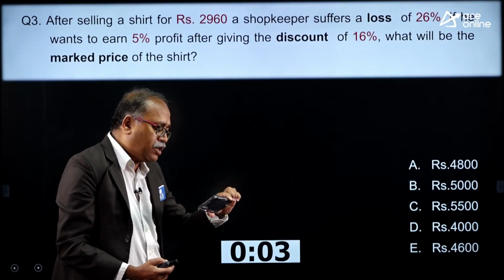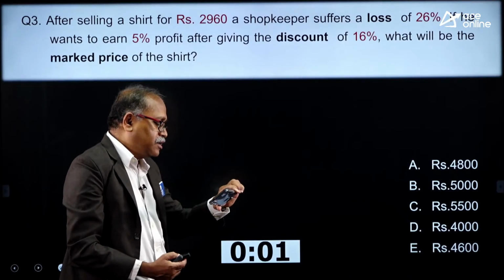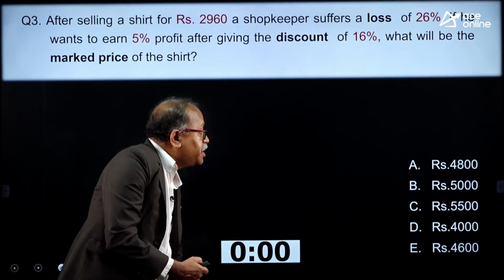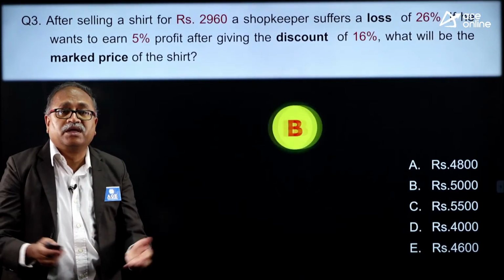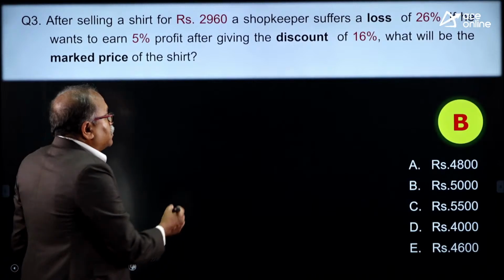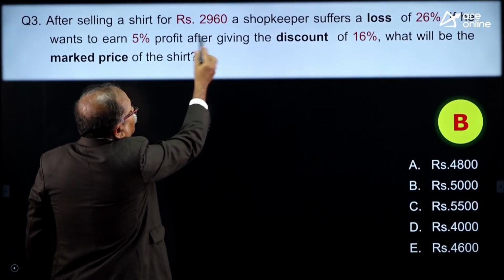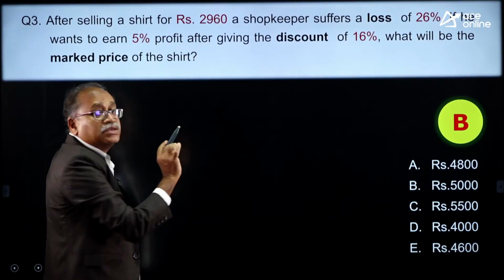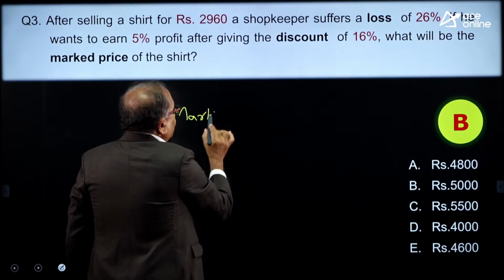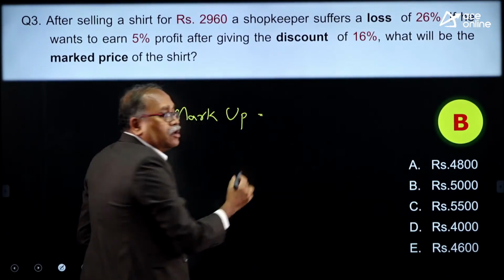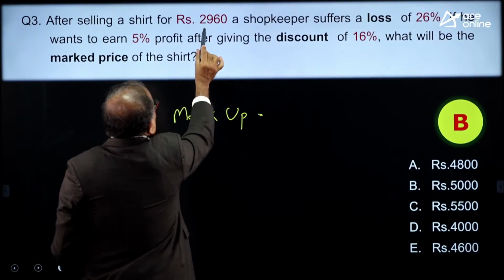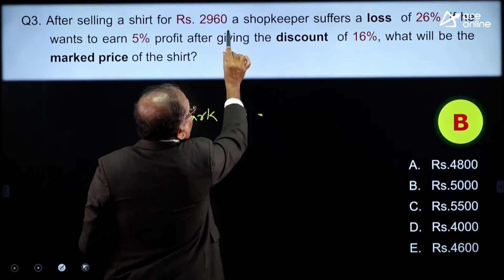Natarajan has said 5,000, and Harika also said option B. Now, let me check if option B is correct. You people are so clear about the concept, that is, we already know what the mark price is. So markup price, how much the cost price is increased. Now, you are selling for this.